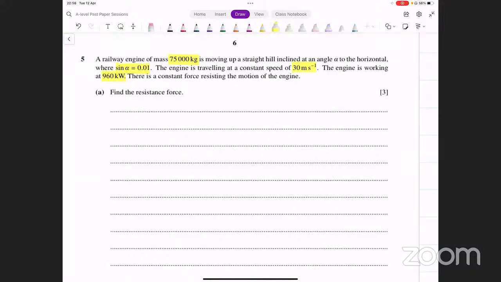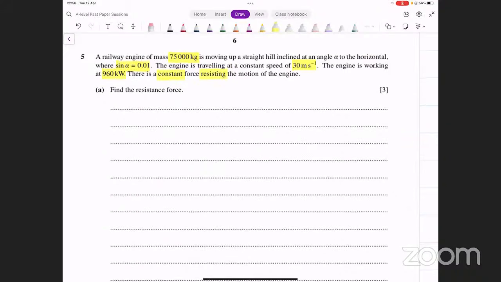There's a constant force resisting the motion of the engine. So there's some resistance as well. So there's constant resistance. We have to find that resistance force. Okay, now let's represent the situation roughly on a diagram. So we've got an inclined plane, first of all. So it's at an angle like this. Aur us plane ke upar, we have some railway engine. So it's moving up the hill. That means this is the direction of motion. Now, what's the angle? The angle that the plane has with the horizontal is alpha. This angle is alpha.